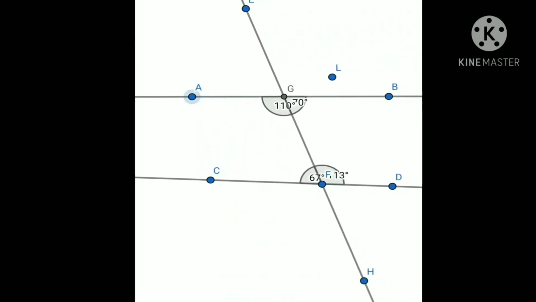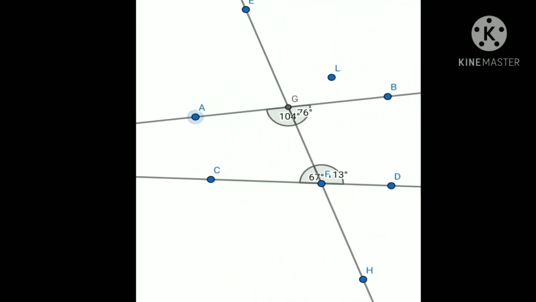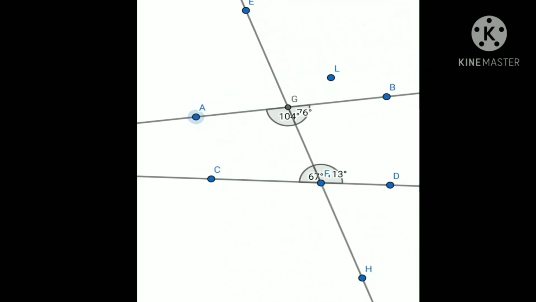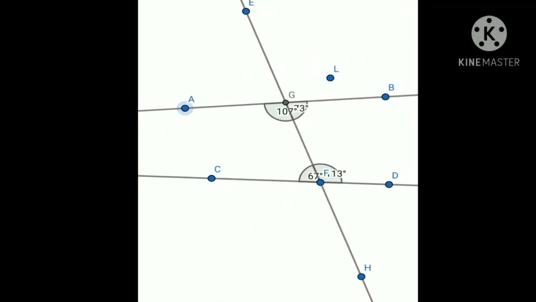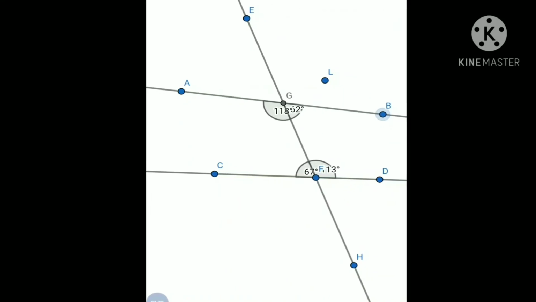When we change the measure of this one, what will happen? The lines are not parallel. Here 67 is there, make it 113. Now the lines are parallel. So from this activity, what we can understand is when two lines are parallel, then its co-interior angles are supplementary. See, when I change this angle, they are not supplementary. Add the angles, they are not 180 degrees, then the lines are not parallel.